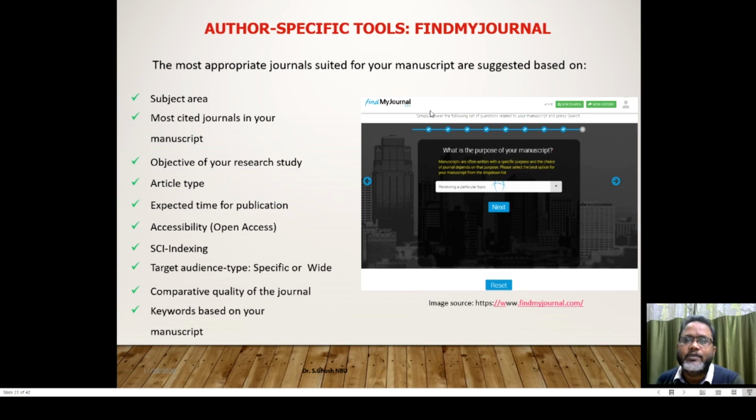You simply answer the following set of questions, and ultimately you get the name of the journal, or the names of the journals where you can submit your article. So this is your subject area, most cited journals in your manuscript, objectives of your study, article type, expected time of publication, accessibility, SCI indexing, target audience, comparative quality of journals, keywords based on your manuscript. All these things can specify what the particular journals are, the list of journals that can help you promote your research activities.